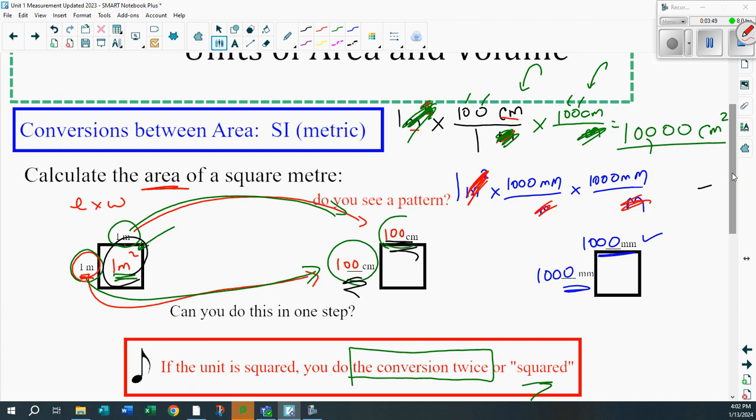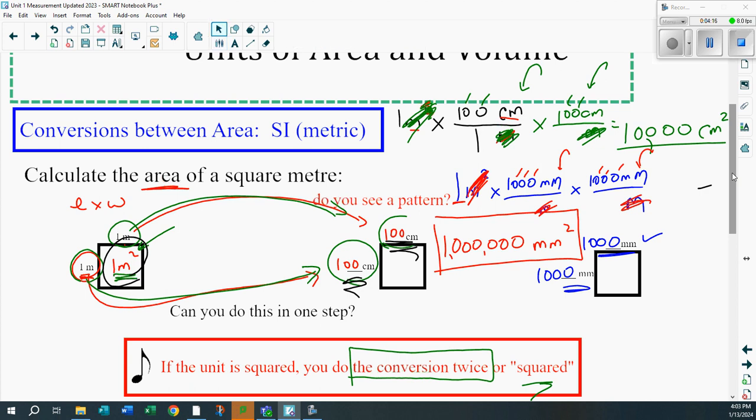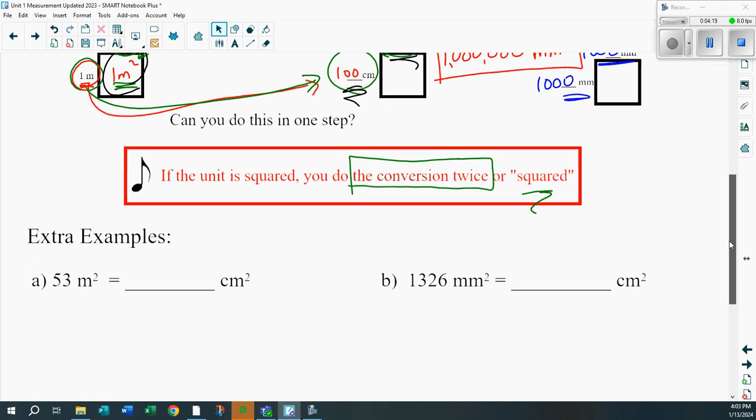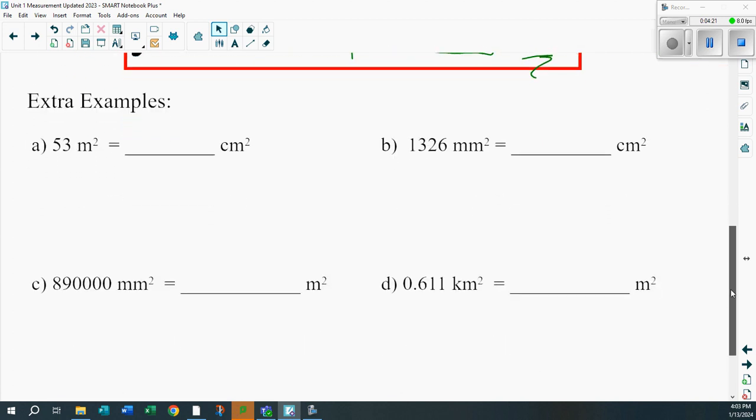Now, because it's metric, all you have to do is count the zeros. 1, 2, 3, 4, 5, 6. And what do you have? Millimeters times millimeters, which is millimeters squared. Look at this. You have 1 million millimeters squared. Isn't that cool? It is so easy, especially being that this is in SI. The metric system, base 10, just makes this happen to be so easy.